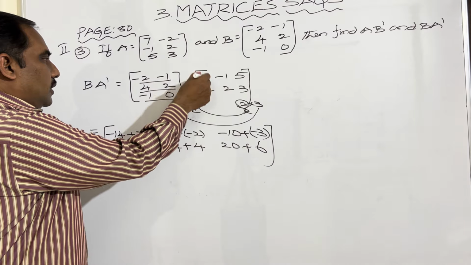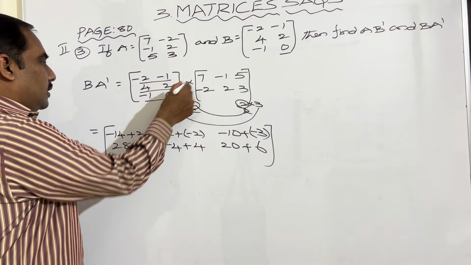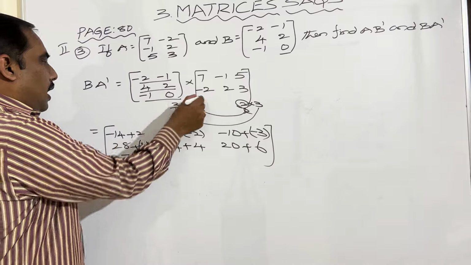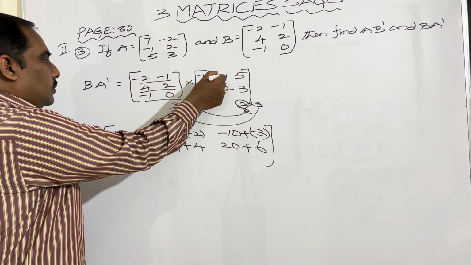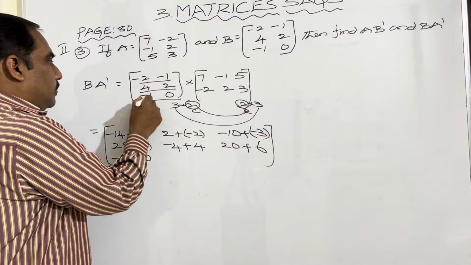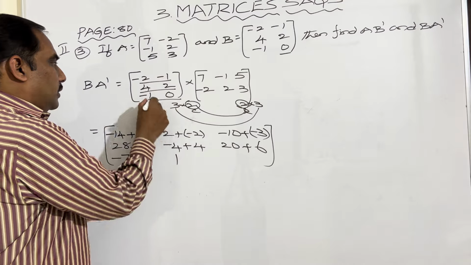So third row first column multiplying: minus 1 into 7, that is minus 7, and plus 0 into minus 2, that is 0 only. So third row second column multiplying: minus 1 into minus 1, that is plus 1.